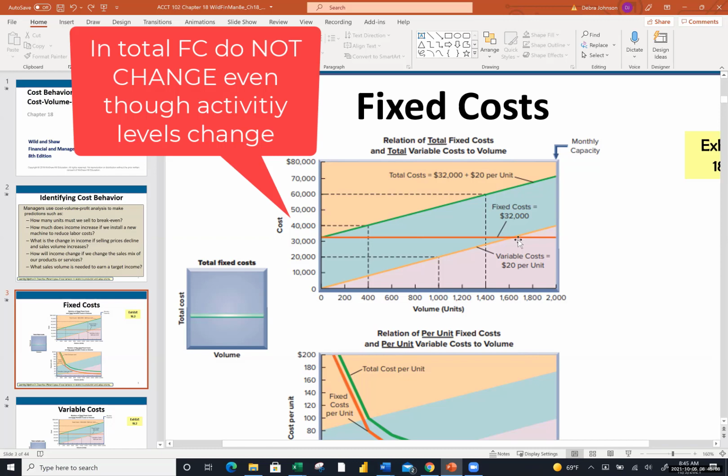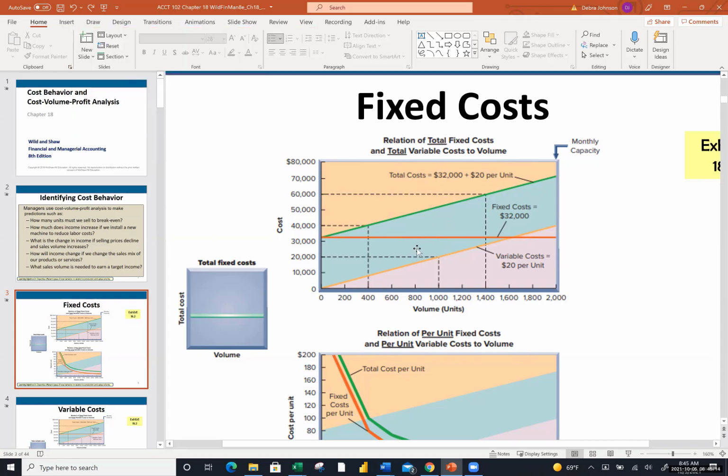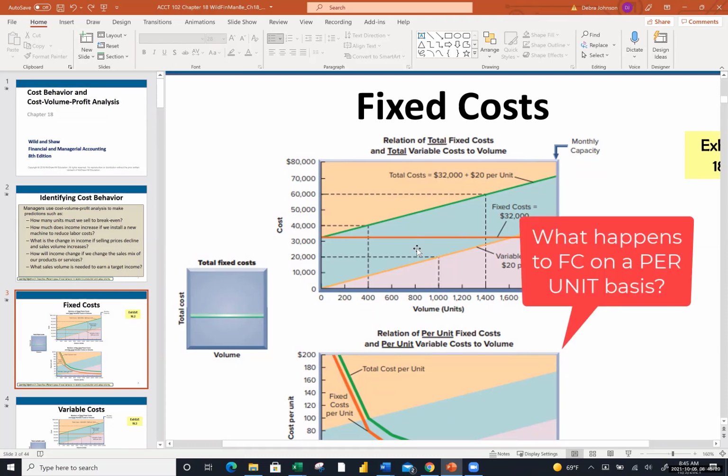Now, most students have no trouble understanding that flat line. Fixed costs in total remain fixed. The problem is, what if you ask a student, what happens to fixed costs on a per unit basis? That's where they have the problem. Okay, so we're going to talk about that for a second because I remember this throwing students off.